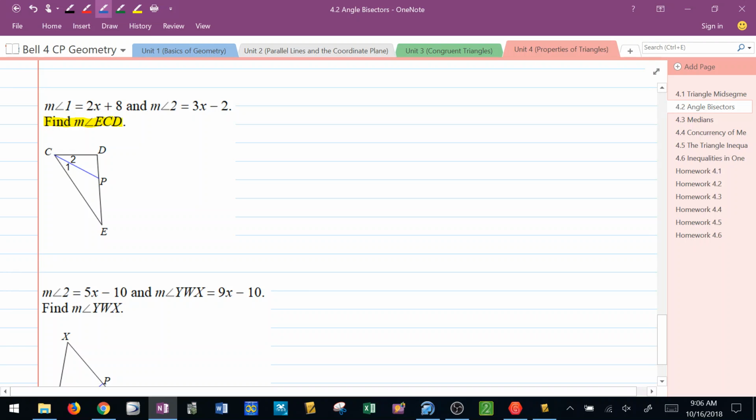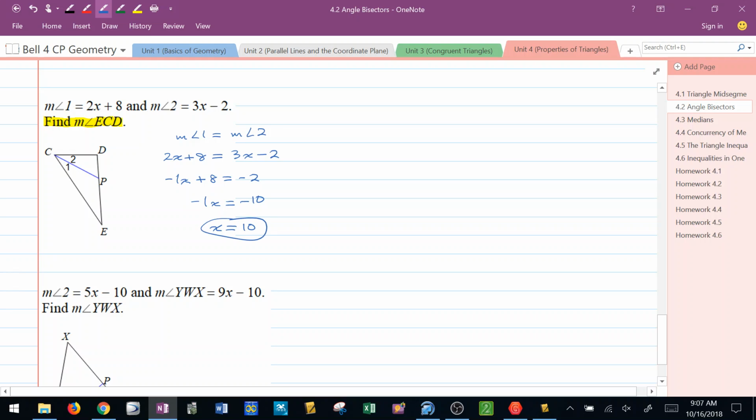I know, because of that blue line, CP is an angle bisector, so I know this to be true. Measure of angle 1 equals the measure of angle 2. This will allow me to find x. So let's find x first. I have 2x plus 8 is equal to 3x minus 2. Subtract the 3x, negative 1x plus 8 is equal to negative 2. Subtract the 8, negative 1x equals negative 10, or x is equal to 10.